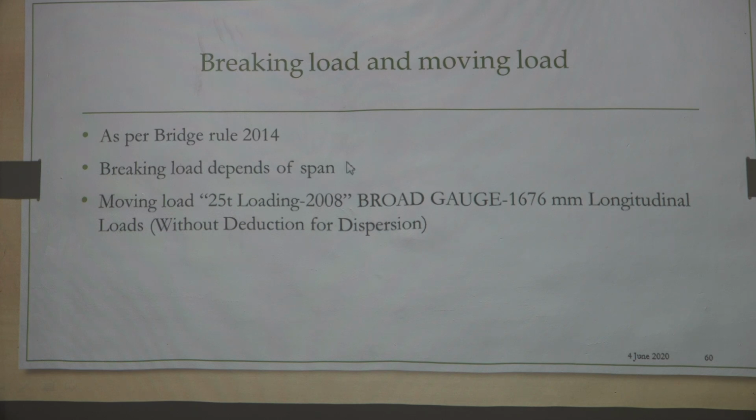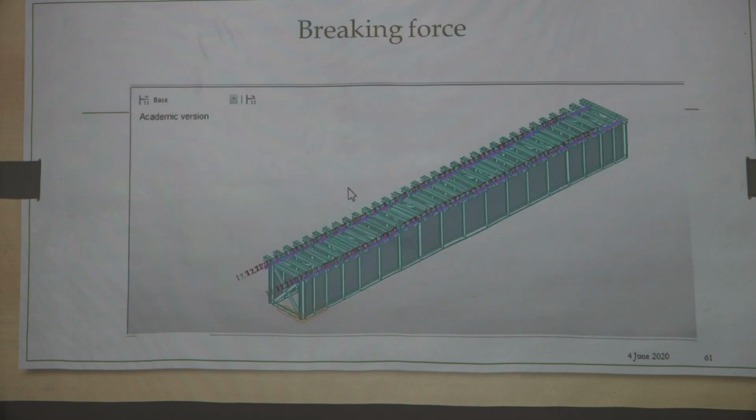The braking load is actually from the movement of the railway vehicle on the actual railway track. This moving load is considered as per Bridge Rules 2014. There is one document, Bridge Rules, published by Indian Railways, where you can find how to consider the moving train load on the structure. So, this is the braking force.